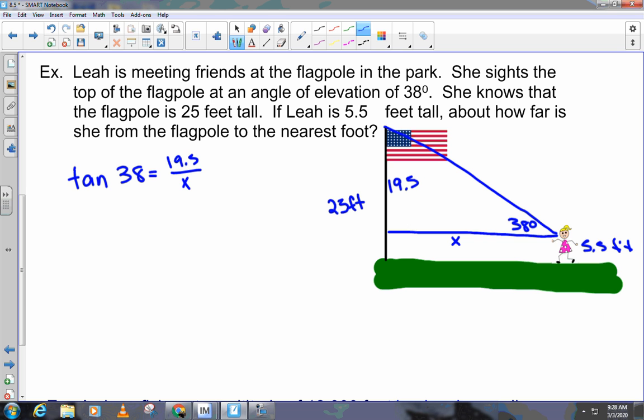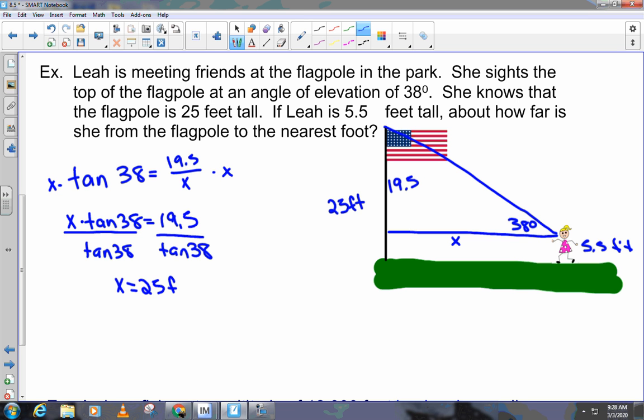Could I have found this angle and used it? Yeah, I could. All right, but I didn't, and that's okay. Multiply both sides by x. So I have x times the tangent of 38 equals 19.5. And then what am I going to do? These are multiplied together, so I'm going to divide by the tangent of 38. Okay, so in my calculator, I'm going to do 19.5 divided by the tangent of 38. And you should get 25 feet. Is that what you guys got? So she is 25 feet from the flagpole.